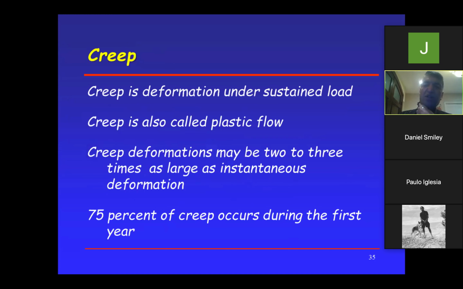Creep. You know, when you say something is creeping at you, that means slow motion. So creep is deformation under sustained load. It means the load is there all the time. The concrete will start to creep slowly over the years. Creep is also called plastic flow. Very slow. Creep deformations may be 2 to 3 times as large as instantaneous deformation. Instantaneous deformation means what happens right now, and then the creep happens over the years.